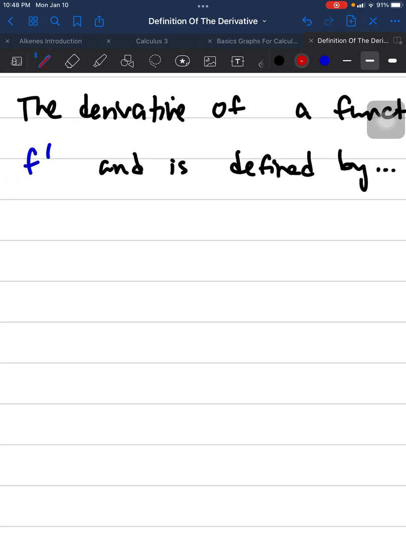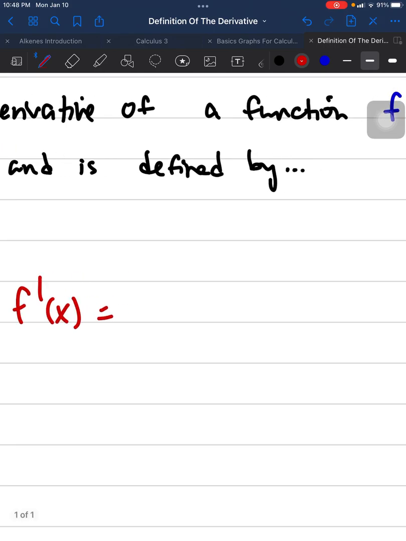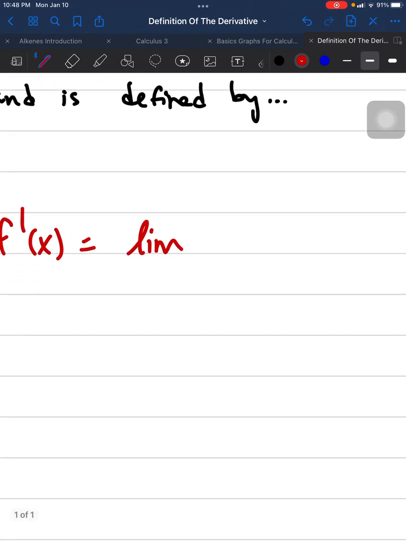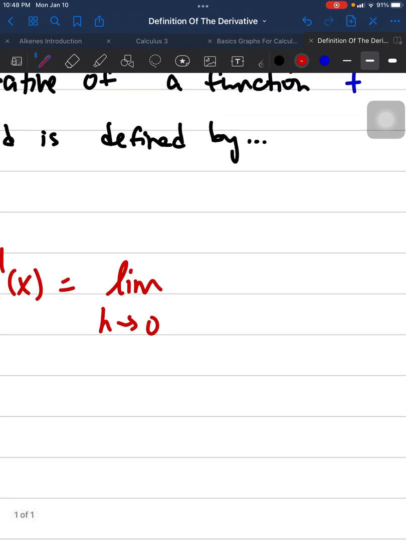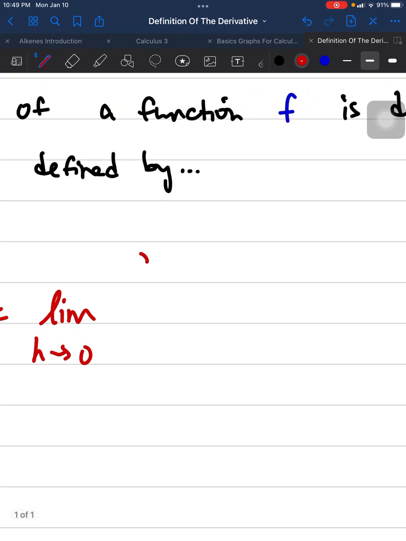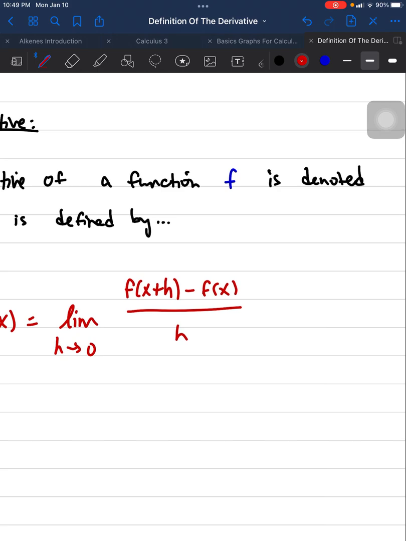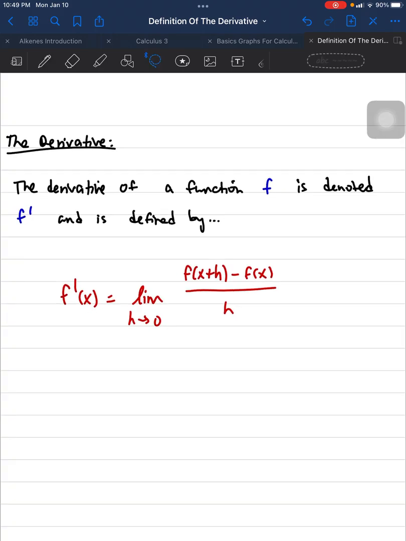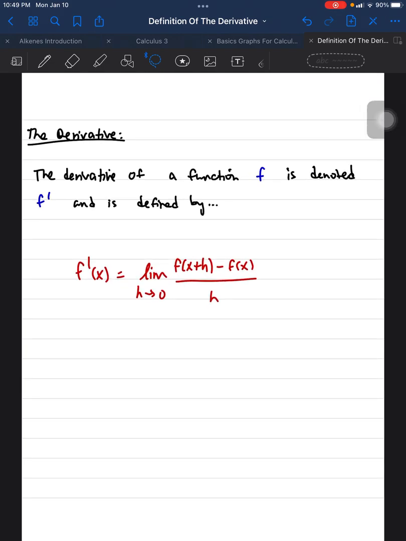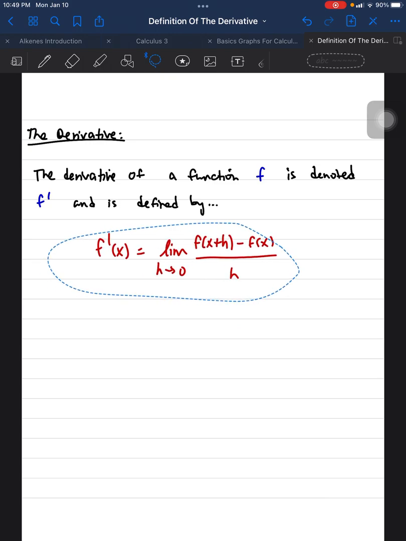So f prime is defined as the limit as h approaches 0 of f of x plus h minus f of x over h. And this is basically the limit definition of a derivative. And this can be proven by a simple graph.